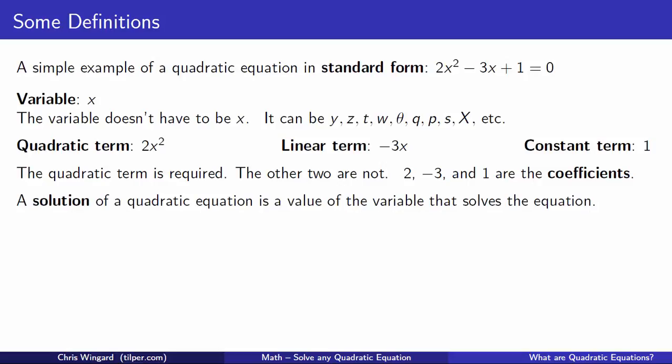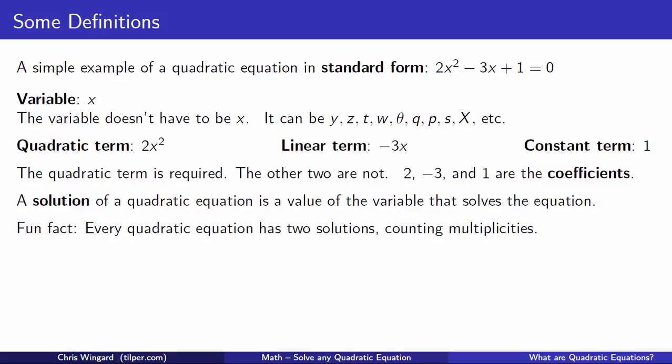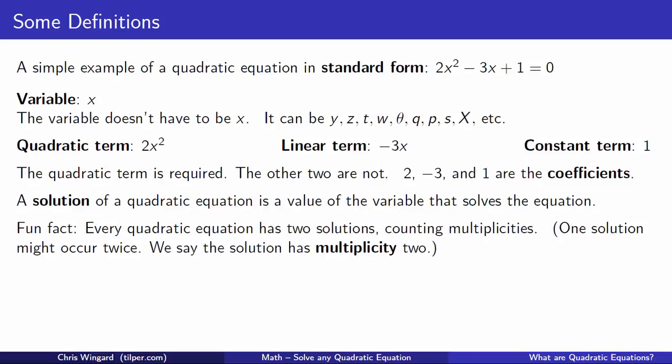So a solution of a quadratic equation is a value of the variable that solves the equation. And here's a little fun fact. Every quadratic equation has two solutions counting multiplicities. So what does that mean? Well, one solution might occur twice, and in that case we say that the solution has multiplicity 2. And we'll talk a little bit more about that later in the course as well.